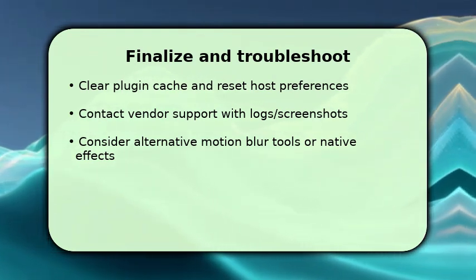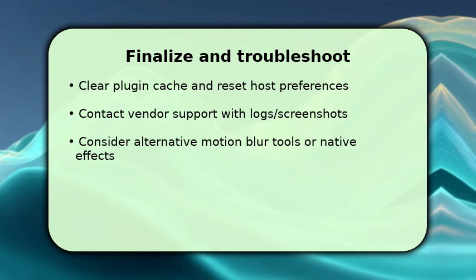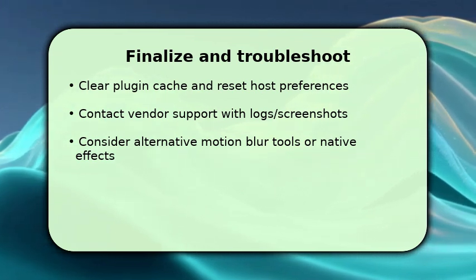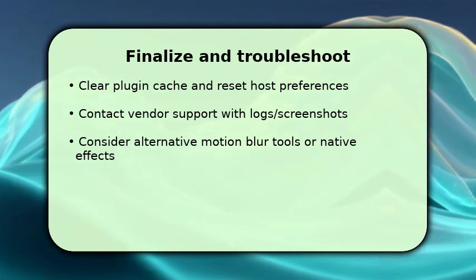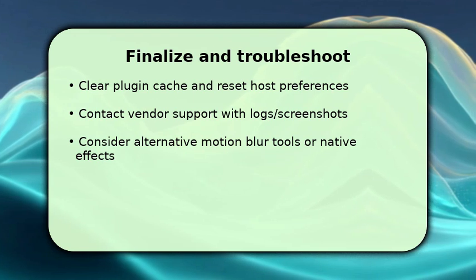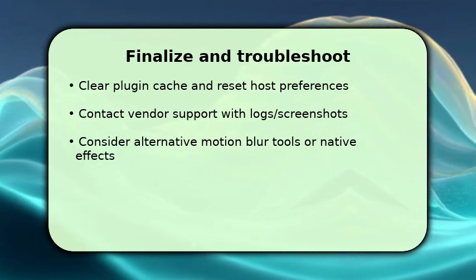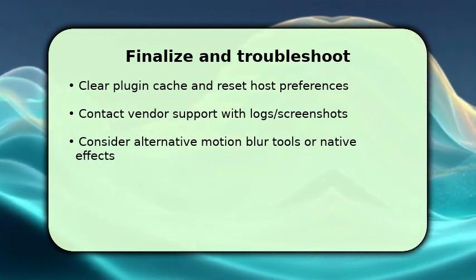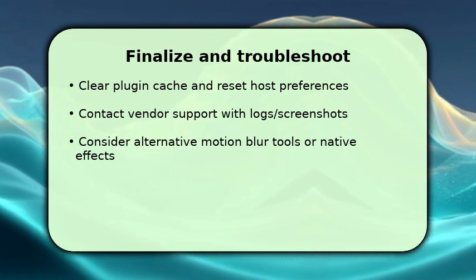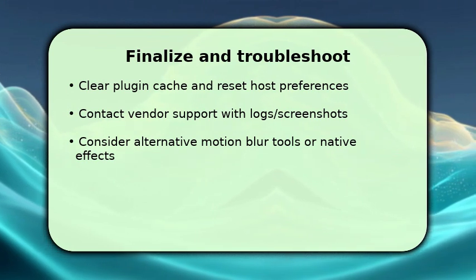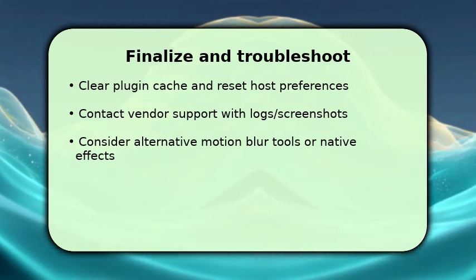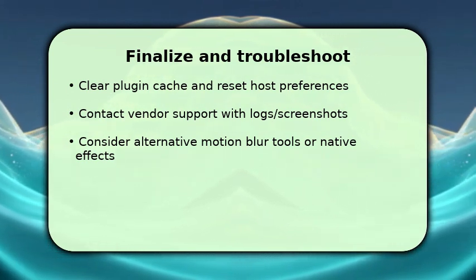If problems continue, contact the plugin vendor with your registration info, error logs, and screenshots so they can resolve activation issues. As an alternative, consider using host native motion blur or another licensed plugin if support is slow. If you run into persistent artifacts, make sure to include exact host/plugin versions in support requests to speed up diagnosis and resolution.